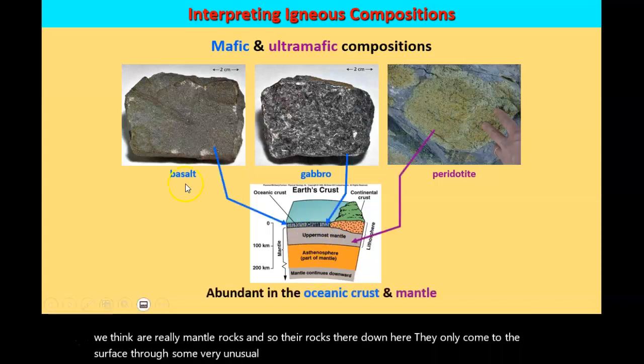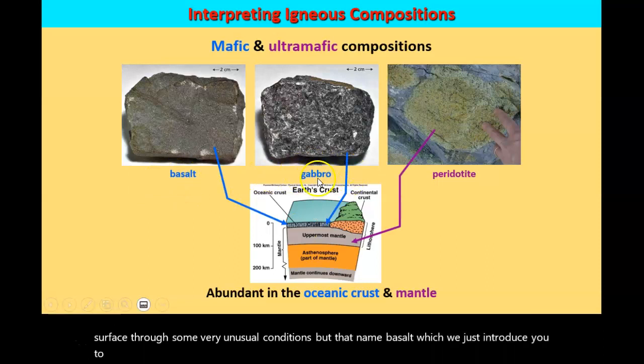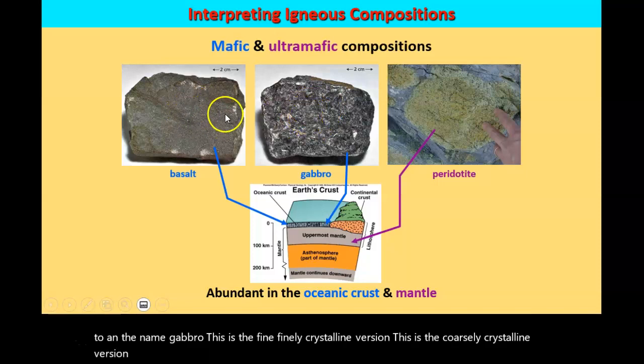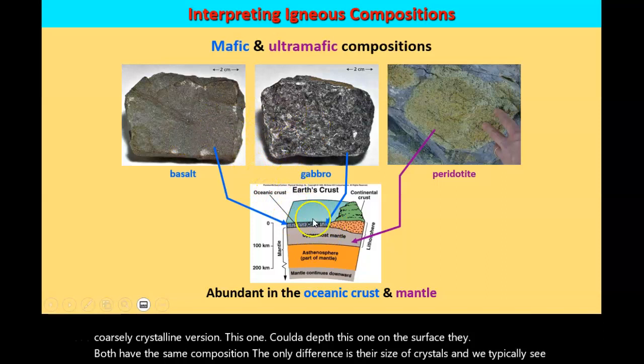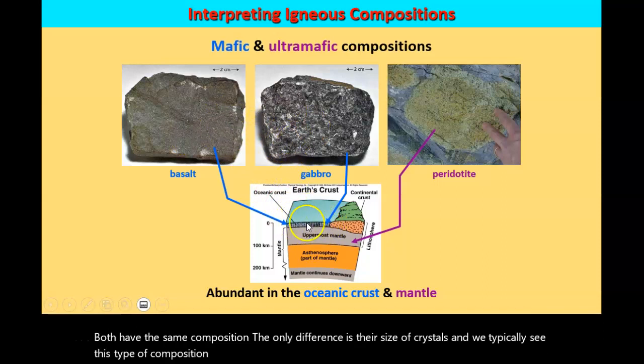But the name basalt, which we just introduced you to, and the name gabbro, this is the finely crystalline version. This is the coarsely crystalline version. This one cooled at depth, this one on the surface. They both have the same composition. The only difference is their size of crystals. And we typically see this type of composition in the oceanic crust.